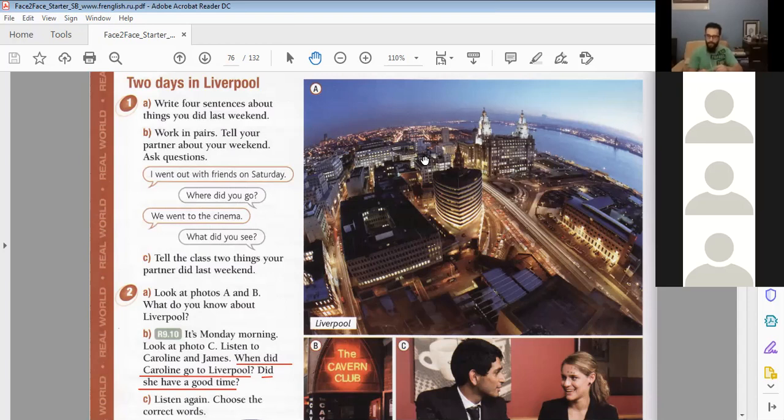Okay. So what do you think? When did Caroline go to Liverpool? At the weekend. Correct. Yes, she went to Liverpool at the weekend. That's correct. Did she have a good time? Yes, she did. Correct. Okay, can you tell me some of the things she did? What did she do? Can you remember? What did she do on Saturday?